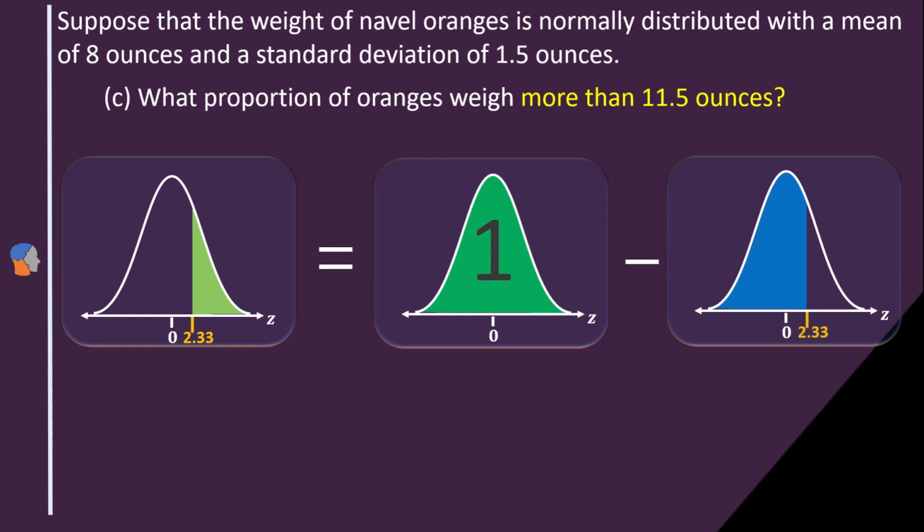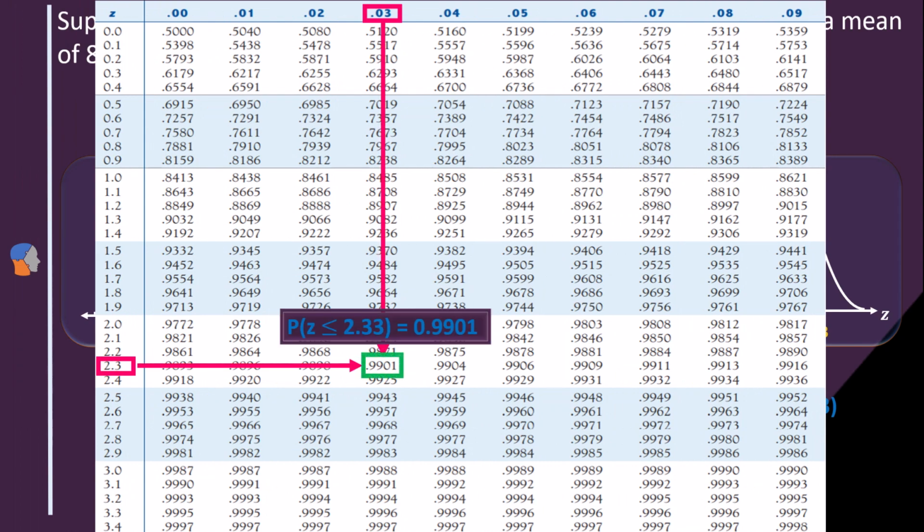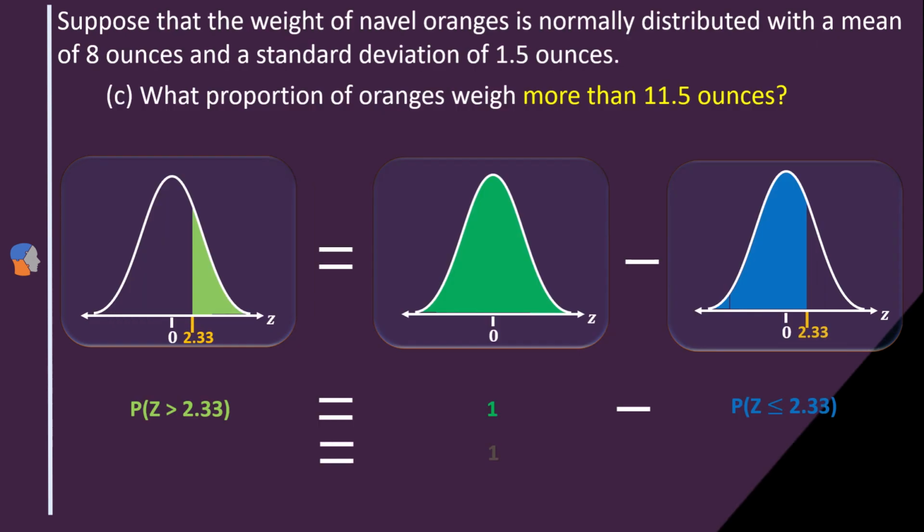Yes, first let me write down this with mathematical notation. Probability of z greater than 2.33 equals 1 minus probability of z less than or equal to 2.33. Now you see we have z value and less than part, or less than or equal here. Therefore, we can use the z table to find the probability of z less than 2.33. That is 0.9901. Then subtract from 1.